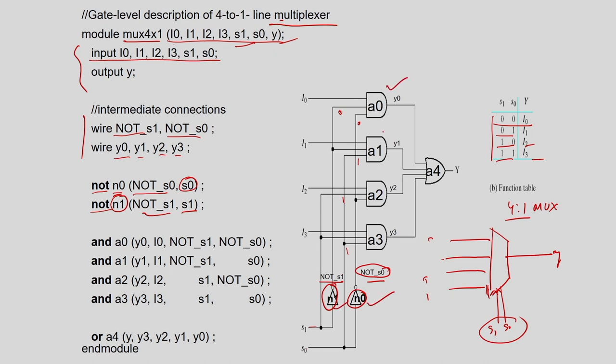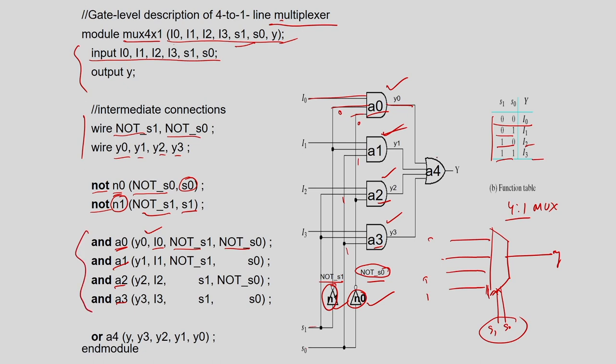Now, I have to define these 4 AND gates and it is pretty easy. For A0, I0 is coming, NOT of S0 is coming, NOT of S1 is coming, right. So, I have an instance of an AND gate A0 which has inputs I0, NOT of S1, NOT of S0, and the output is Y0. Similarly, I define A1, A2, A3. So, I have instantiated 4 AND gates.